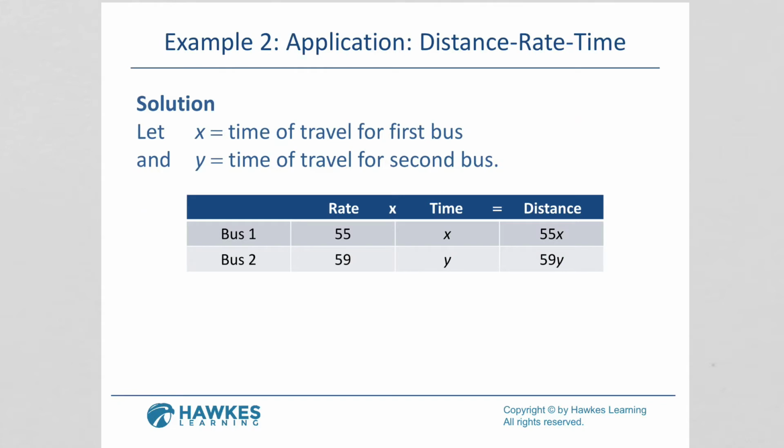Once again, we're going to set up a table. X is going to be the time of travel for the first bus. Y is going to be the time of travel for the second bus. Bus 1 was going 55 miles per hour, so that's the rate. Bus 2, 59 miles per hour. The distance is just rate times time, so that's 55x and 59y. And I do know my total distance, so that's going to be one of my equations.